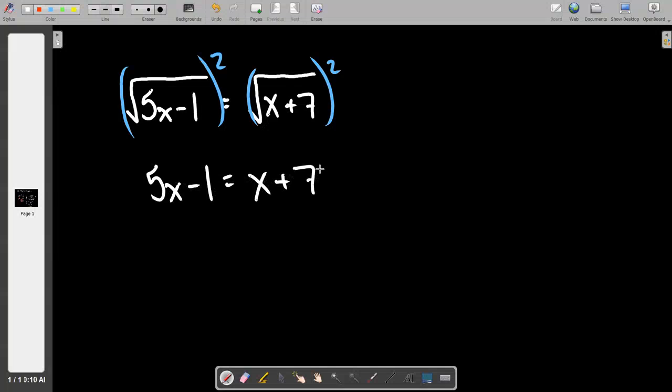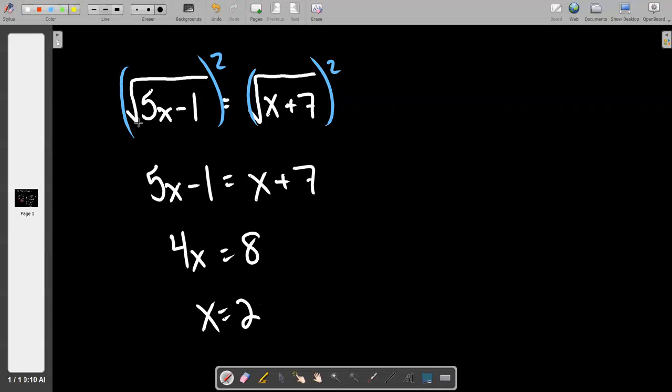And then from here, you do what you do. You pull your x's to one side and get 4 of those bad boys. You add the 1 to the other side and get 8. You divide by 4 and you get x equals 2. And before you box it, you got to vet it. Make sure, check this, do a little background check on this thing.